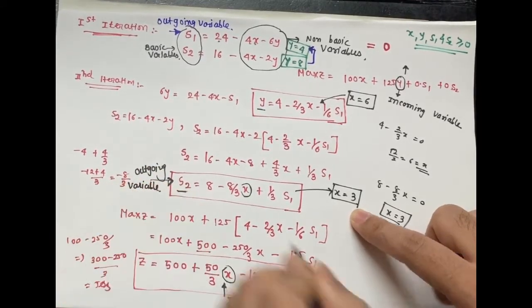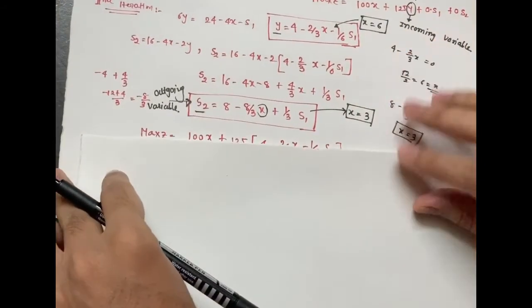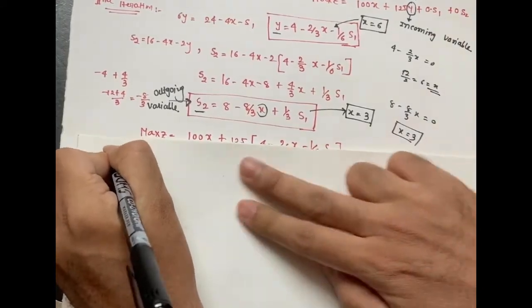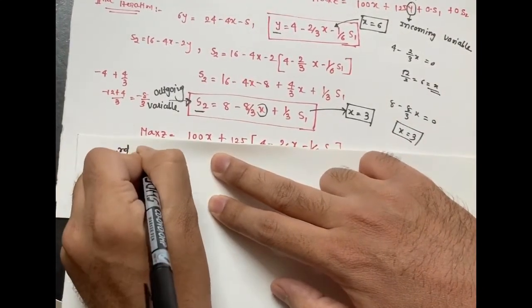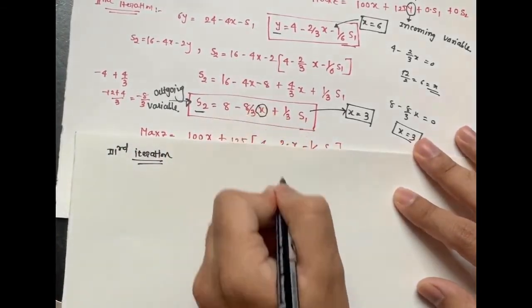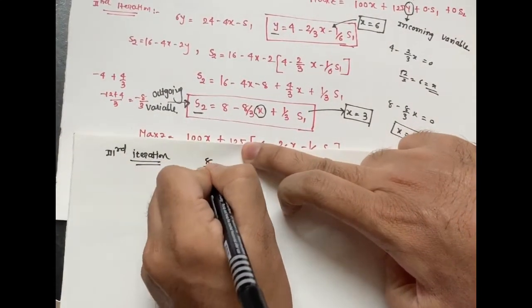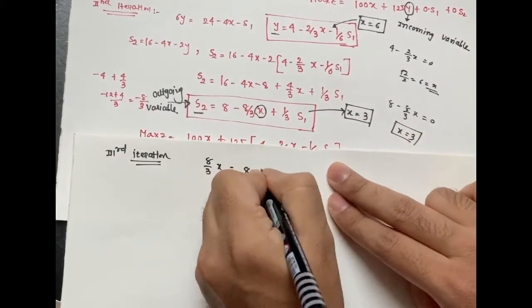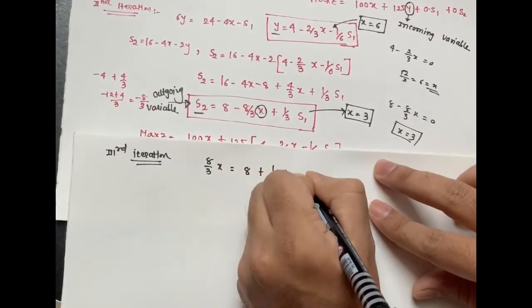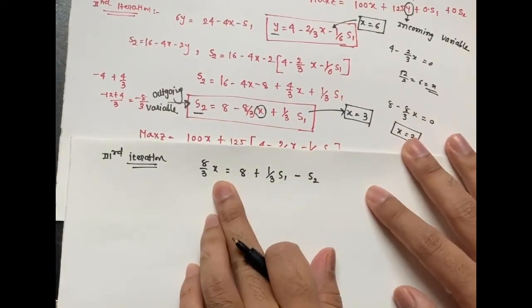It is our outgoing variable. So if I rewrite this equation, I am now beginning with the third iteration. What I need to do is rewrite this equation in the form of x. So 8 by 3x equals 8 plus 1 by 3 s1 minus s2. Yes, x has become my basic variable now.